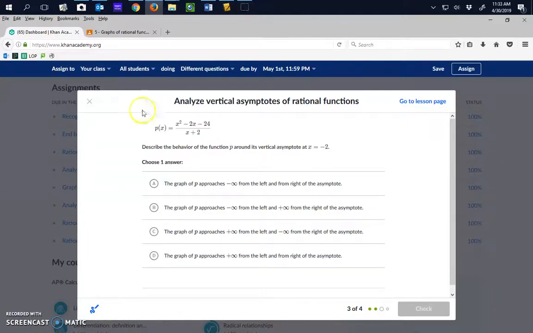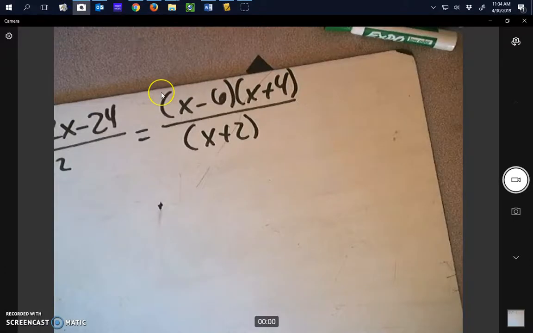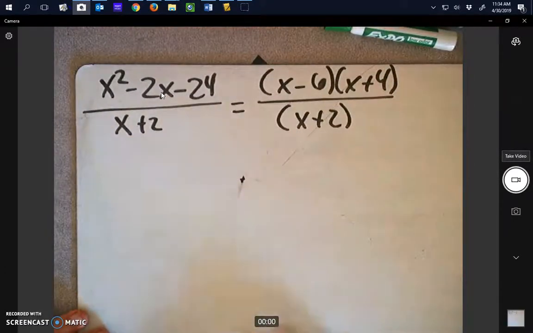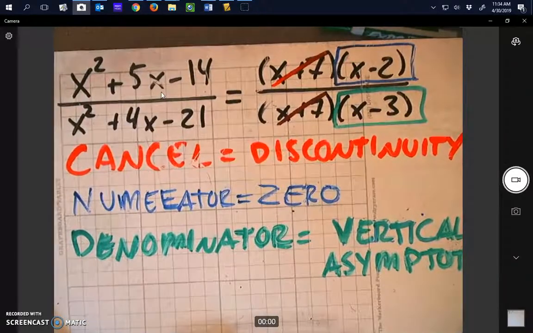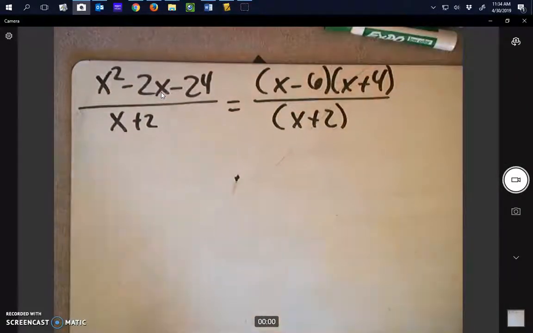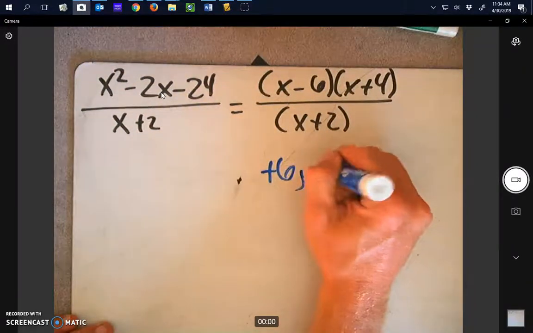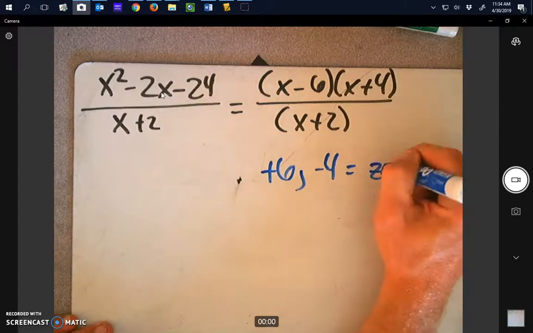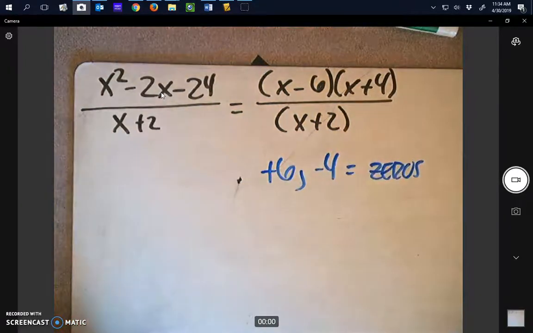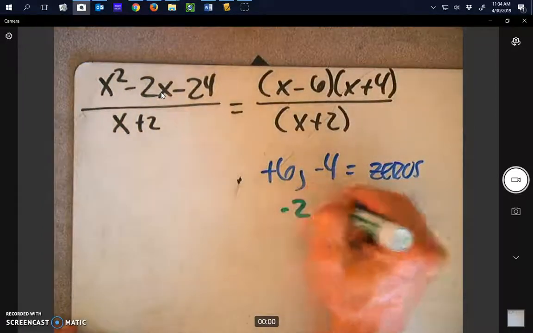Third question, polynomial over binomial this time, so we don't have to factor the denominator already. And they tell us the asymptote is negative 2, which is true because negative 2 plus 2 would be 0. So I have it completely factored right here for you. So once again, using this cheat sheet, nothing cancels, so we have no discontinuities. We do have two numerators, which means that we have two zeros, one at positive 6 and one at negative 4. And then we have our vertical asymptote at negative 2, which we did already know.